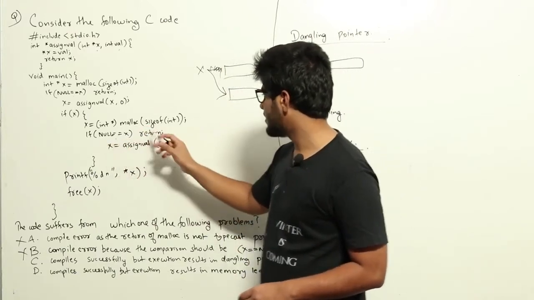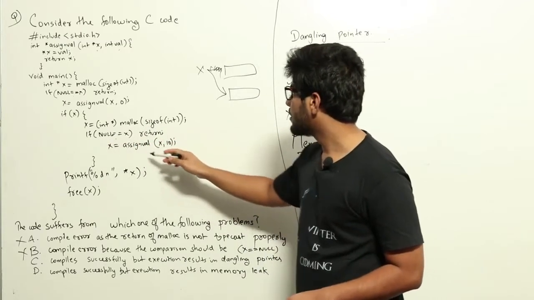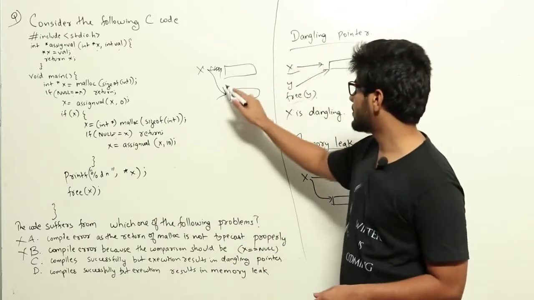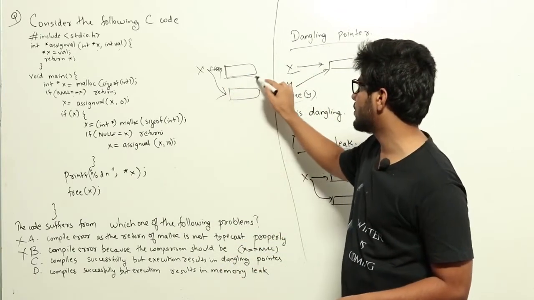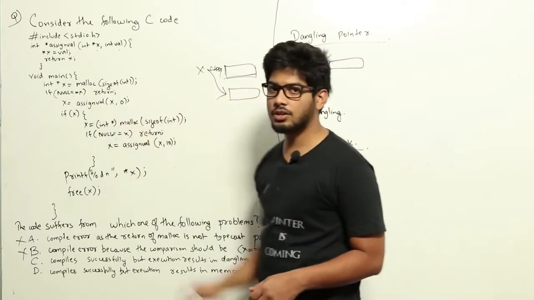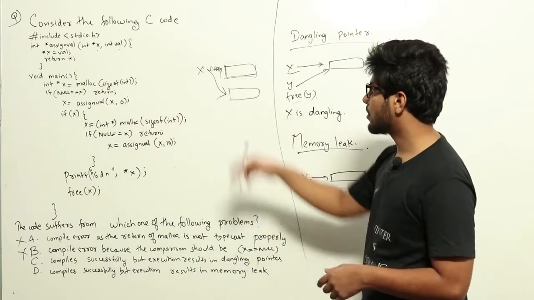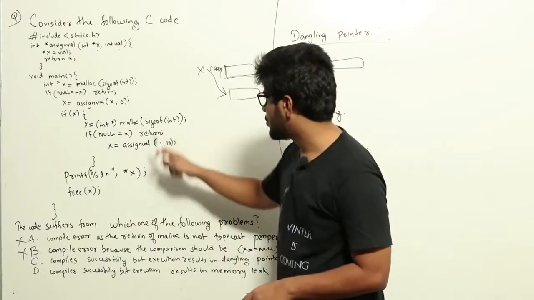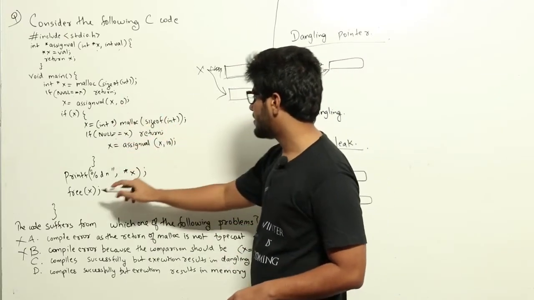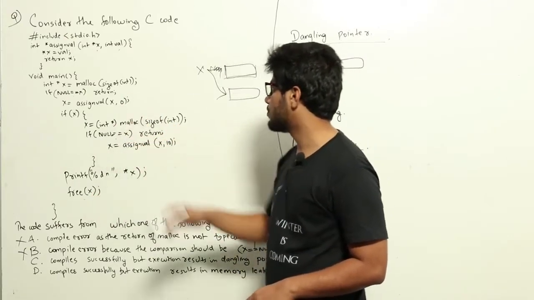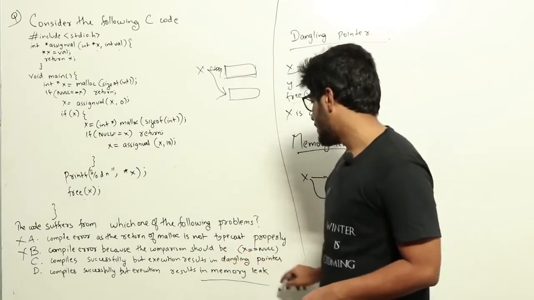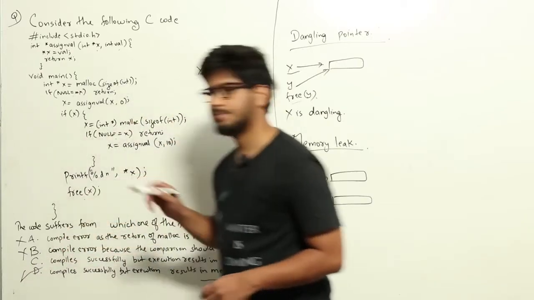Now if x is null, return, otherwise again assignVal. After that we are printing x. So clearly from here only you can see that this particular memory location which initially we assigned to x is lost here. So this program will cause a memory leak. There are no dangling pointers here. There's only one pointer x and that is being freed at the end. There is no other pointer. So this won't cause any dangling pointer. So the result is a memory leak, that is the correct answer.